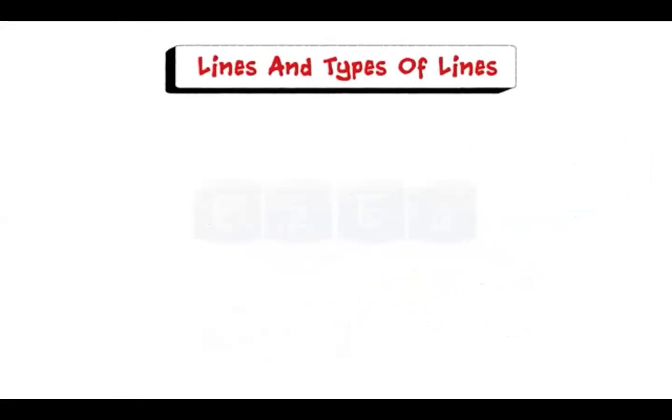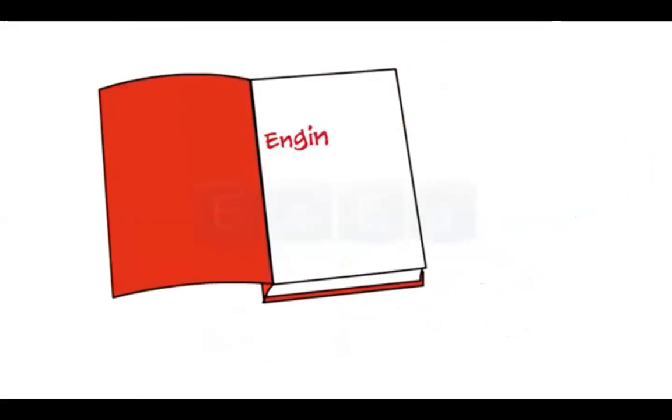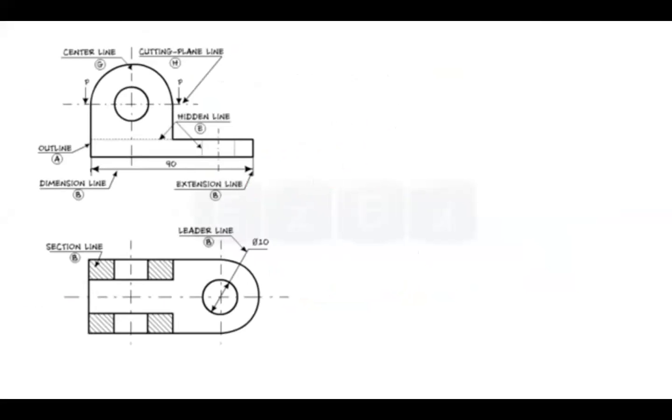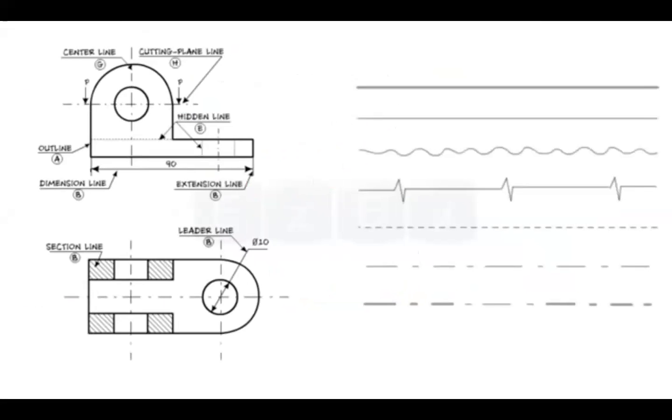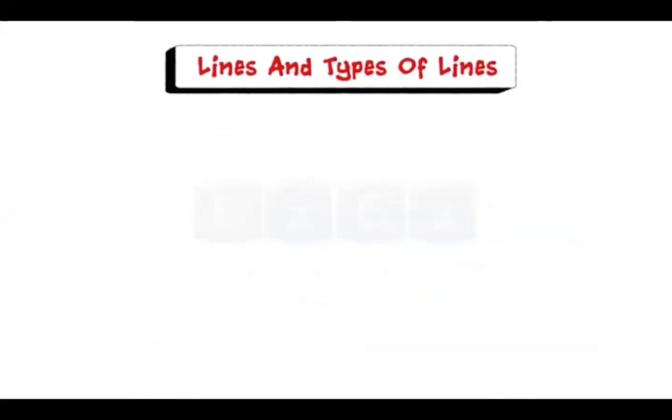Next we will see lines and types of lines. Just as in any textbook, we are taught to use the correct words for making correct sentences. Similarly, in engineering drawing, the details of various objects are drawn by different types of lines. Various types of lines are used in engineering drawing. Now let us see the different types of lines.